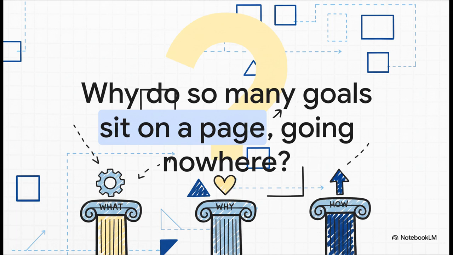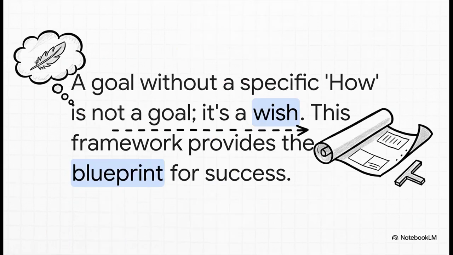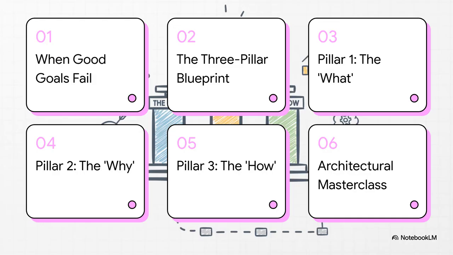So what's going on? Why does this happen so often? And here it is. This is the absolute heart of the problem. A goal that just states something you want, well, that's a wish. The thing that turns a wish into reality is structure. It's the difference between saying, I want a house, and having the actual architectural blueprint to build it brick by brick.